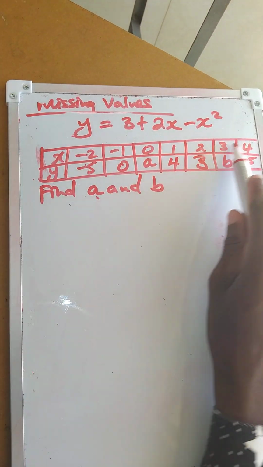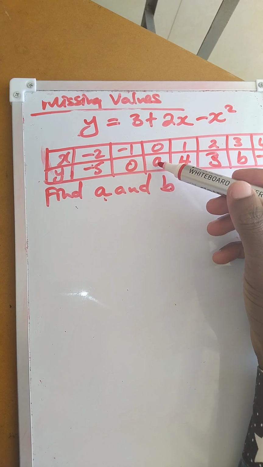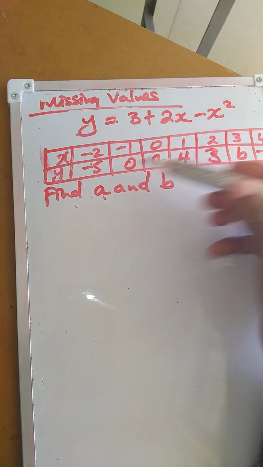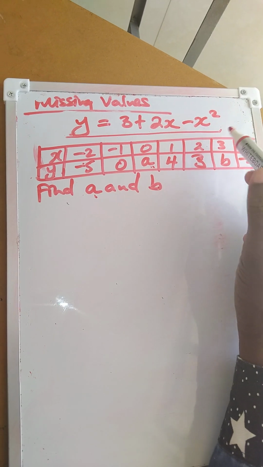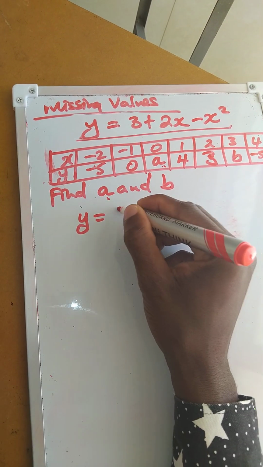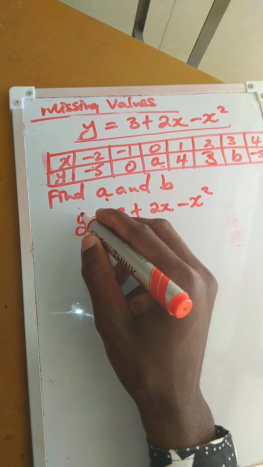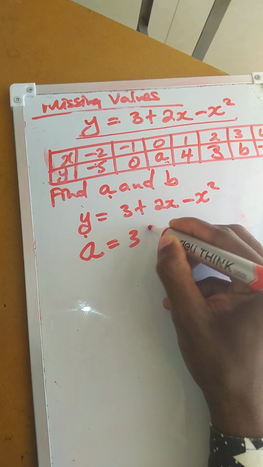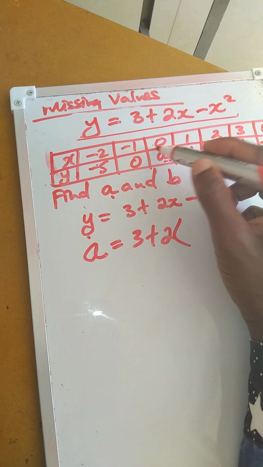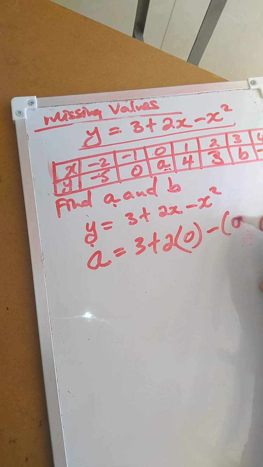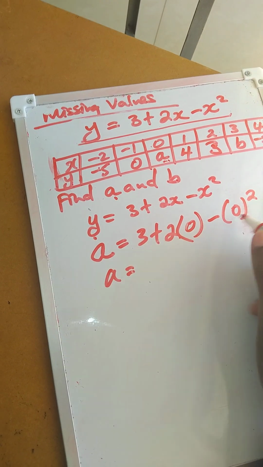So now these are the values of the x-axis, then these are the values of the y-axis. So A is represented by y, B is represented by y. If you want to find a value, you use this function: y = 3 + 2x - x squared. So we want to find a. A is represented by y. When x is 0, you substitute 0. You replace x with 0. So a is equal to 3.